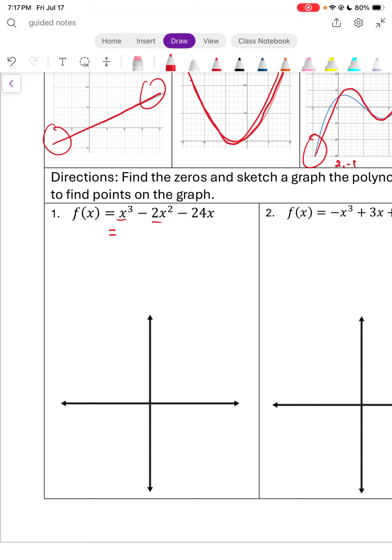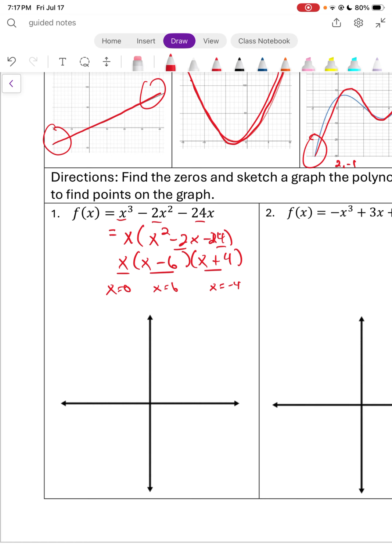Okay, first thing I notice is all of these have an x. So I'm going to factor that x out, and I'm left with x squared minus 2x minus 24. Next up, I can factor this quadratic trinomial, x and x. What adds and multiplies to give me this? It would be a minus 6 and a positive 4. Set each factor equal to 0. Solve, you get x equals 0, x equals 6, and x equals negative 4.